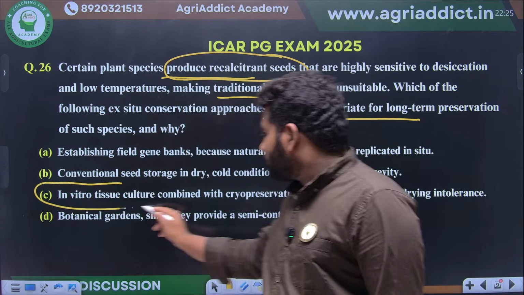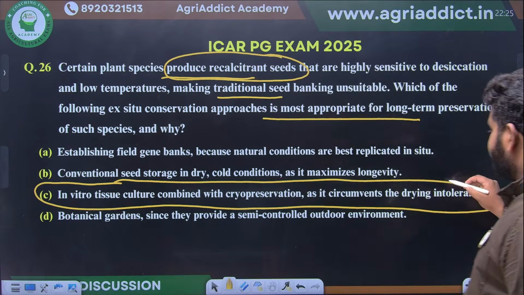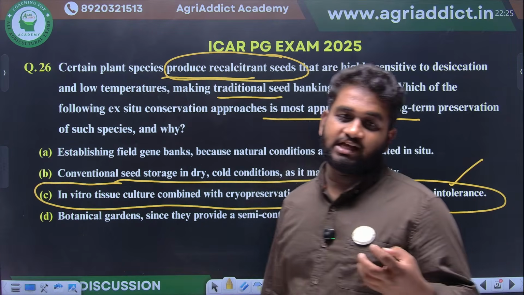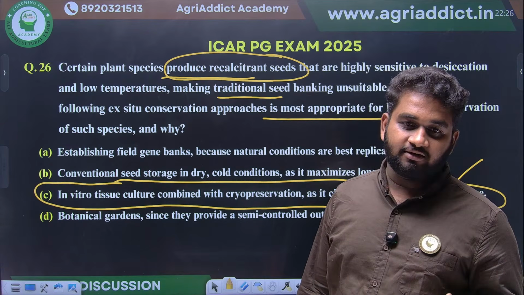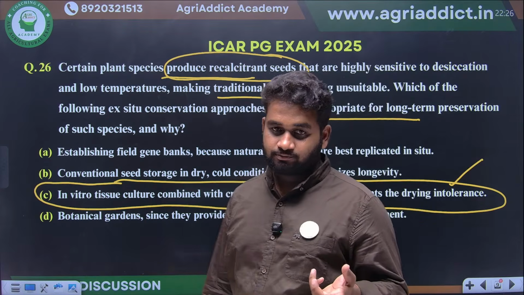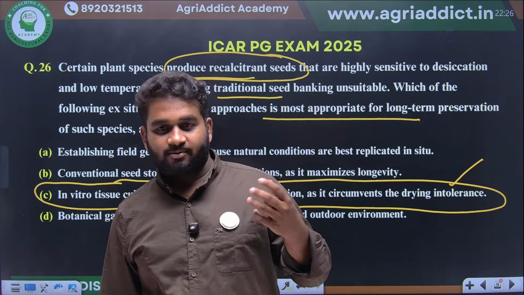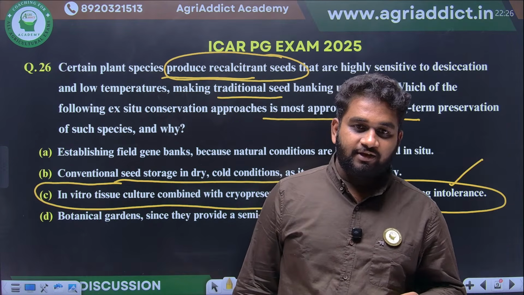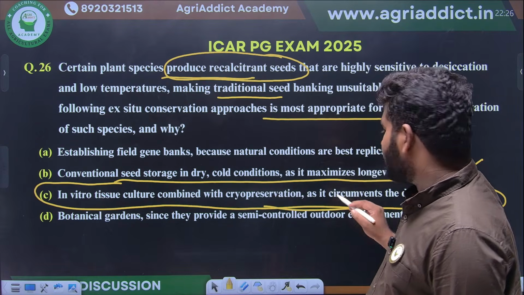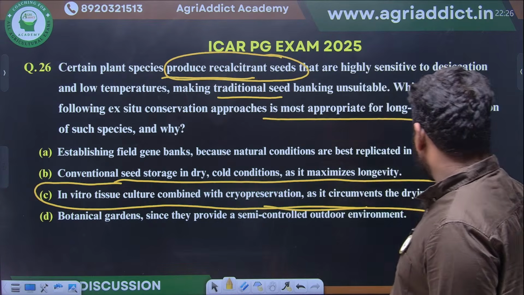In vitro tissue culture combined with cryopreservation, okay, as it circumvents the drying intolerance. Anyway, you know, if you go for drying of recalcitrant seeds and you lose the moisture, then again there will be loss of viability. So to avoid that, you can go for in vitro tissue culture. In vitro tissue culture is based on meristem culture and culture of different organs. You can go for these tissue culture methods with cryopreservation. This is the best method to avoid the desiccation intolerance.